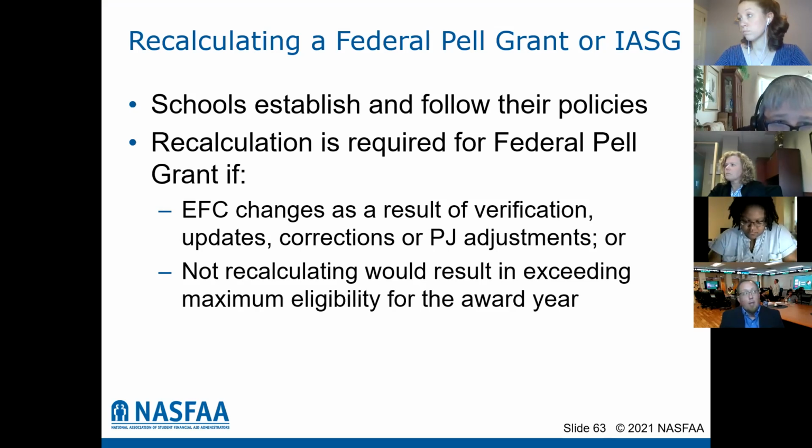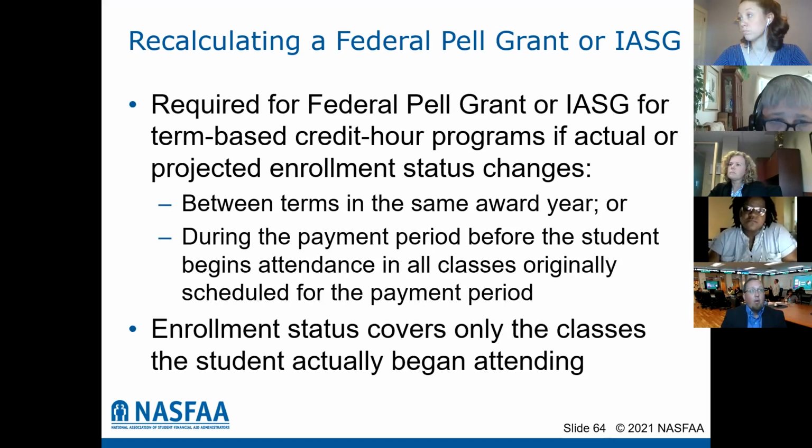And Melissa said, this might not be something you really come across, but you're processing people on the back end. They may get a new ISIR in, and it can change things as these things are happening. Required for federal Pell Grants or IASG for term-based credit hour programs, if actual or projected enrollment status changes between terms in the same award year or during the payment period before the student begins attendance in all classes originally scheduled for the payment period. And then the enrollment status covers only the classes the student actually began attending, which is really important. Again, you want to stay on top of it.